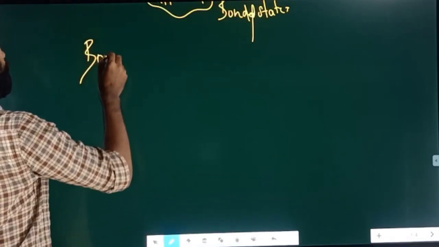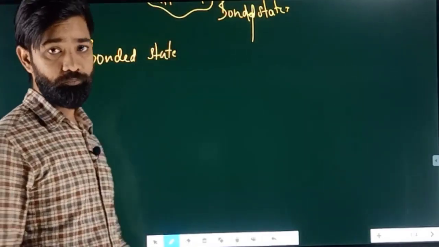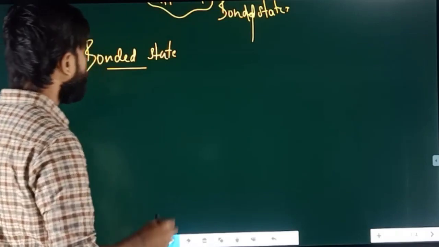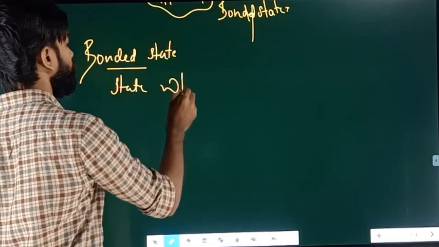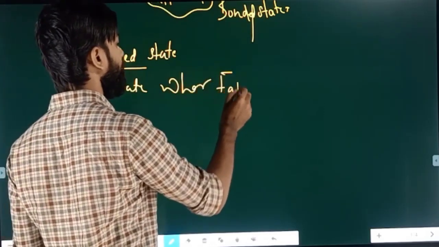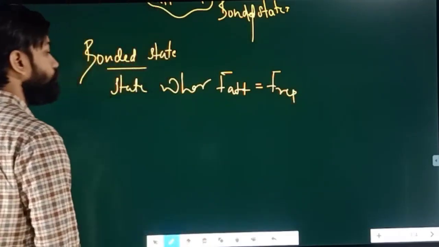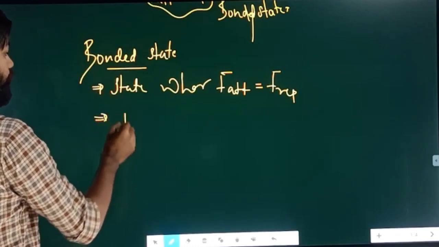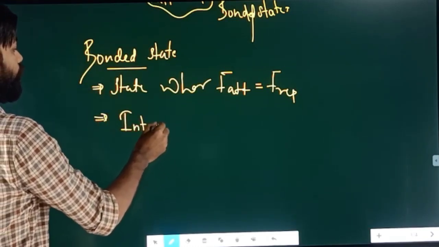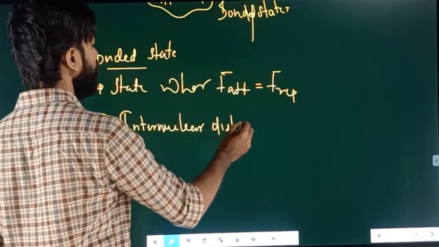Okay, so what is the bonded state? This is how the bonds are formed. Bonded state, where F attractive equals F repulsive, balanced. And in that state, what is the internuclear distance between the atoms?